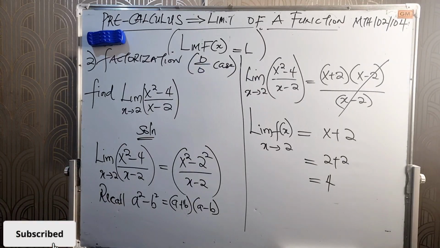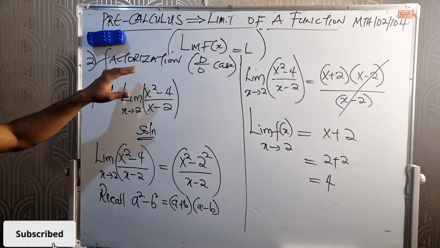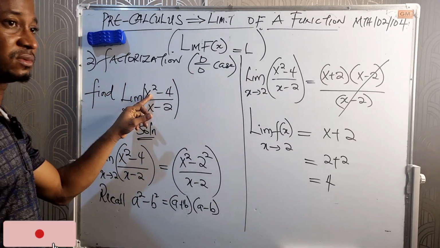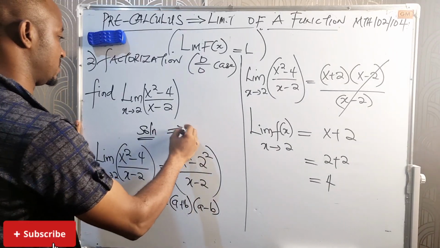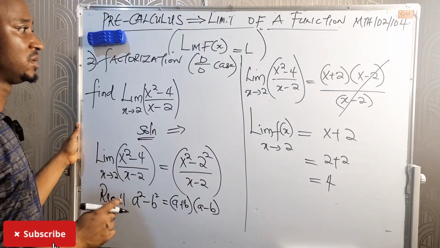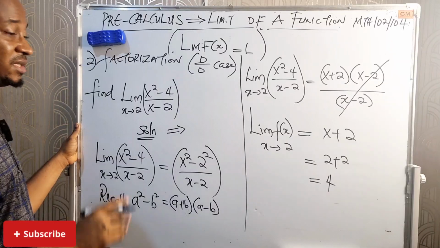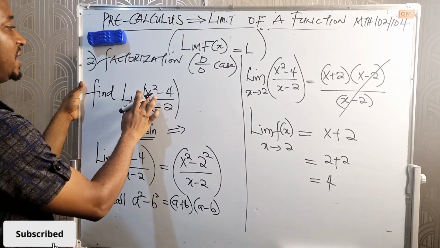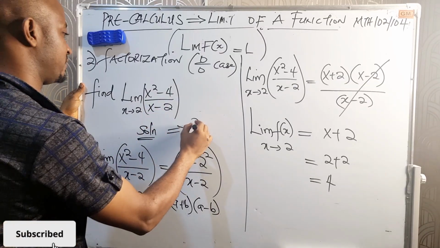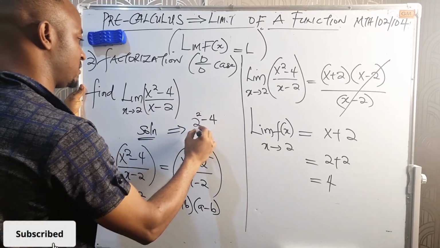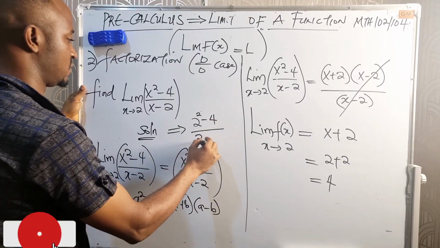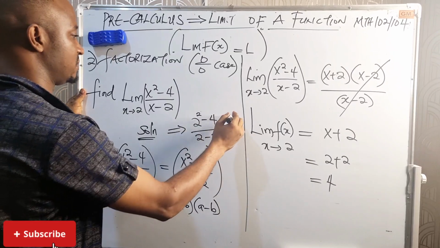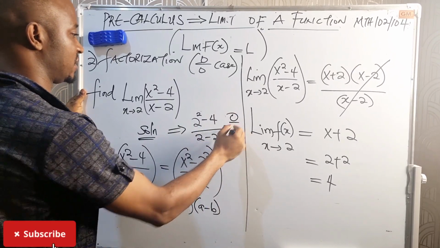But what really happened here is that before we start factorizing, please take note. The first thing we are meant to have done is direct substitution. Meaning anywhere we see x, I'll put 2. So we have 2 squared minus 4 divided by 2 minus 2. 2 squared is 4, minus 4, which is 0. What is 2 minus 2? This is also 0. Are you seeing it now?